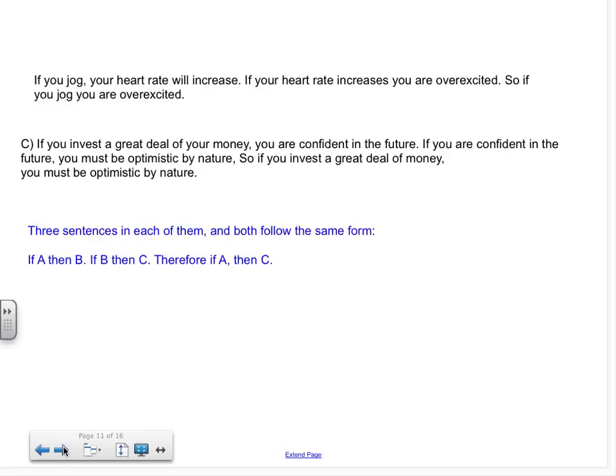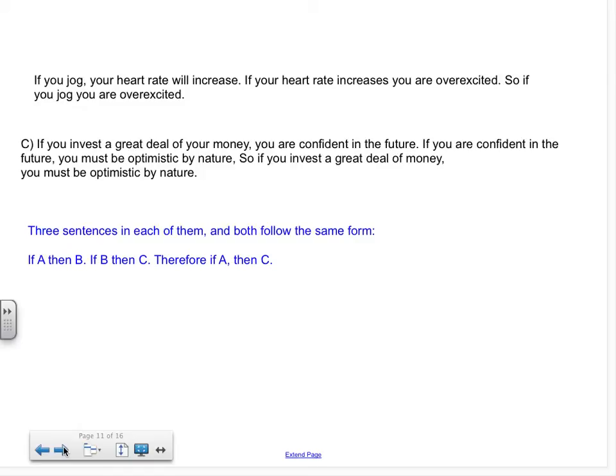So let's take a look at the following argument together. So the argument reads as follows. If you jog, your heart rate will increase. If your heart rate increases, you are overexcited. So if you jog, you are overexcited. So let's break this down step by step.